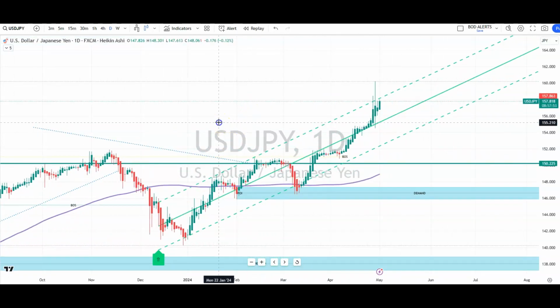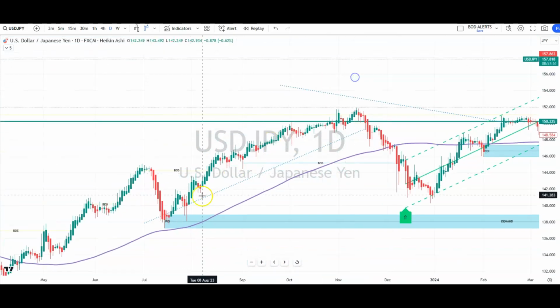Okay, so into the daily, we can see that the price has been moving up into liquidity above the 100 moving average, which is acting as support, as well as telling you that the price is going up.